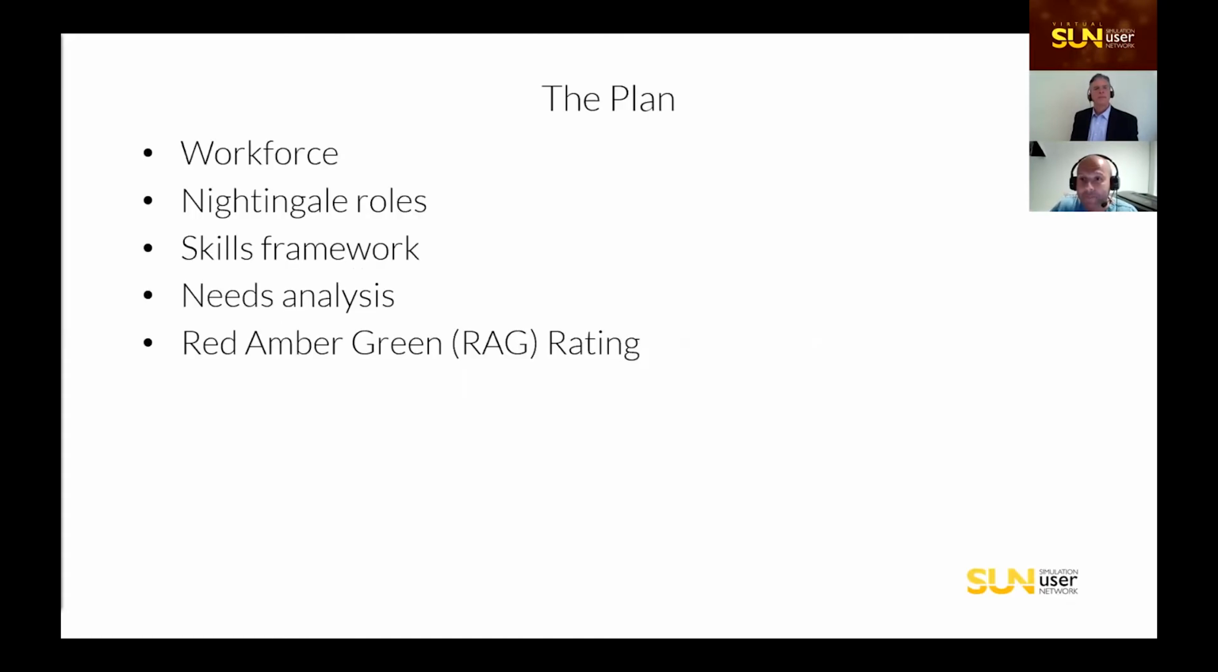So my plan, what we looked at was the workforce. Who was it we were going to need to train, essentially, who's coming to us? What roles were they going to be fulfilling at the Nightingale? What was the skills framework that was needed in order to bridge these gaps? We then looked at the needs analysis, and then trying to rate these people. How are we going to put them into different groups?